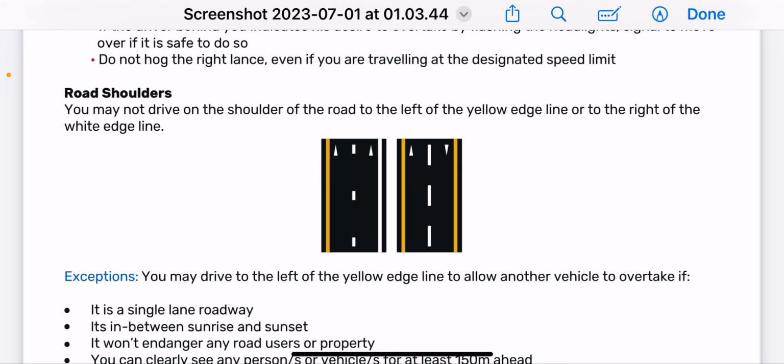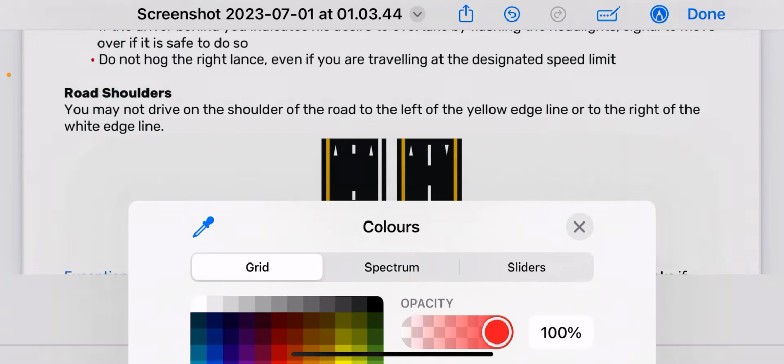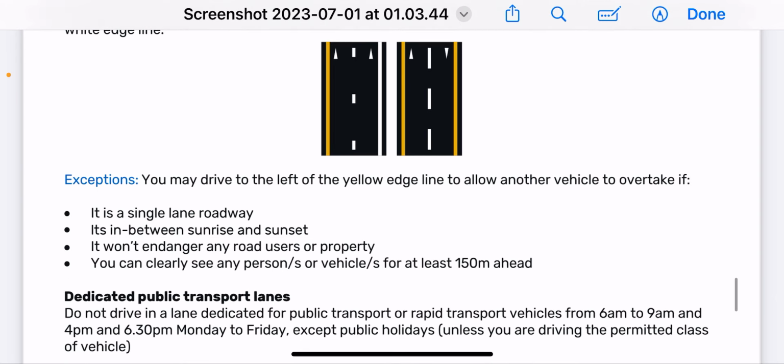Let's now read. This is where I'm reading now. They say you may not drive on the shoulder of the road to the left of the yellow edge line or to the right of the white edge line. You may not drive there, but there are exceptions. Exceptions, you may drive to the left of the yellow edge line to allow another vehicle to overtake.